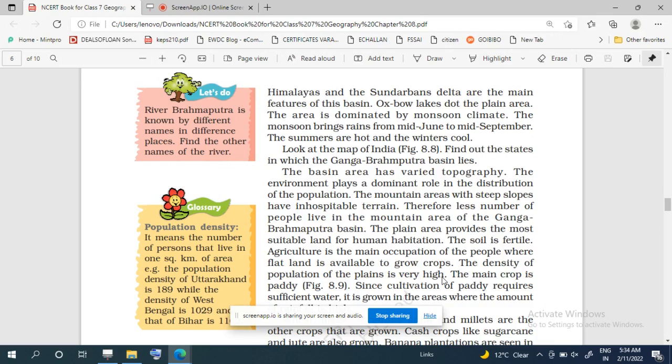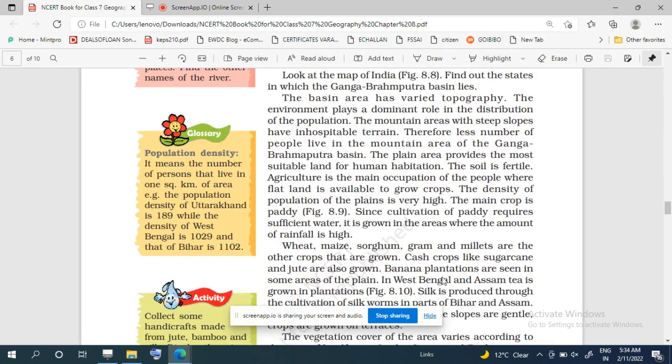Now we see that the basin area has a varied topography. It means that the topography is not similar throughout the Ganga Brahmaputra basin. There are mountain areas in which we find a steep slope, and there is a plain area also. This is varied topography, different types of topography: mountain areas, plain area.